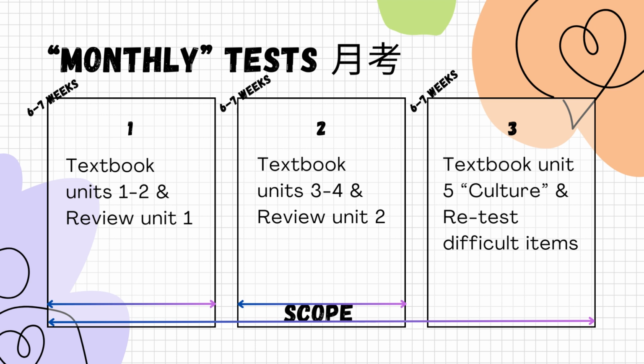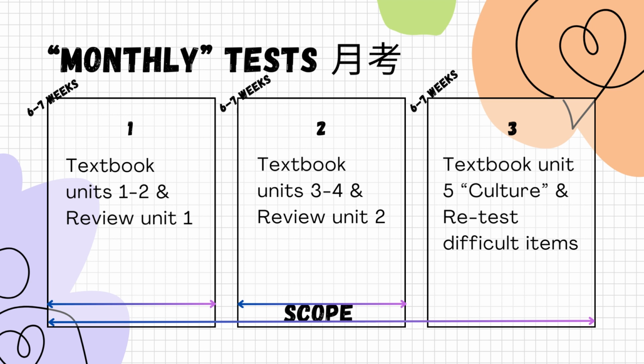Units 1, 2, 3, 4. In between, there are review units. So it's 1, 2 plus a review 1, 3, 4, a review 2. And then finally, a fifth unit would be culture. This could be something like a holiday, Halloween, Christmas, Mother's Day, or it could be some element of another foreign country, some element of their culture which is different to Taiwanese culture. So it appears in the textbook just to give the kids some kind of international perspective.